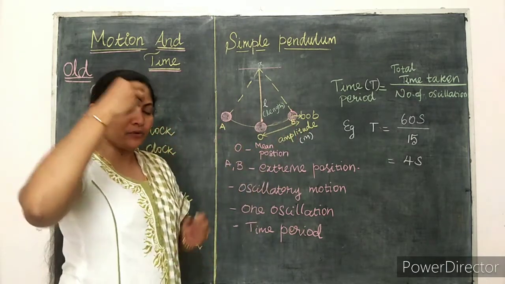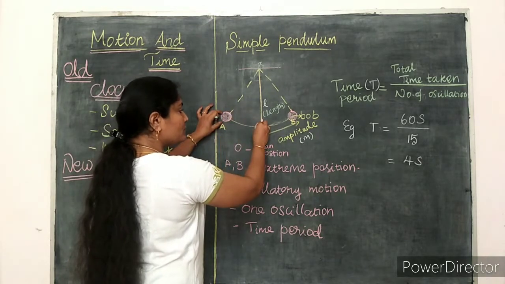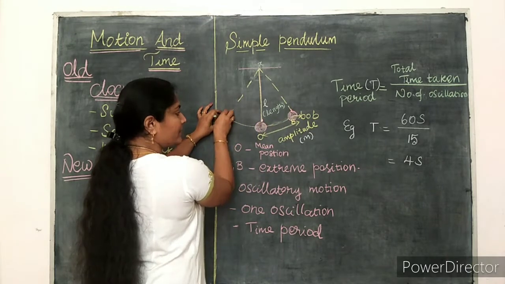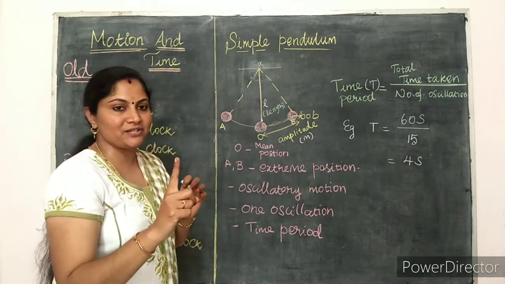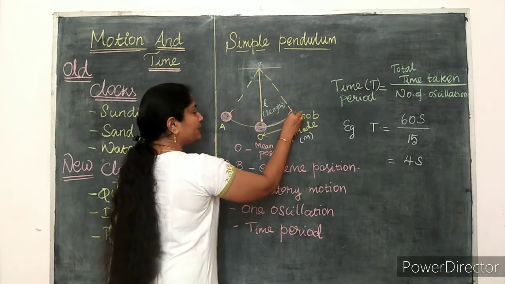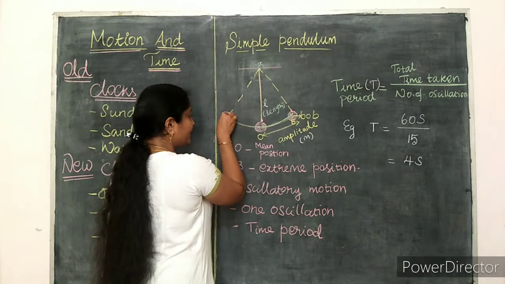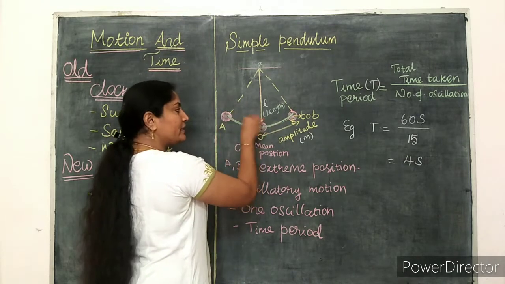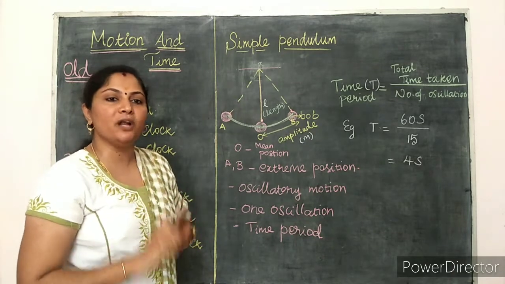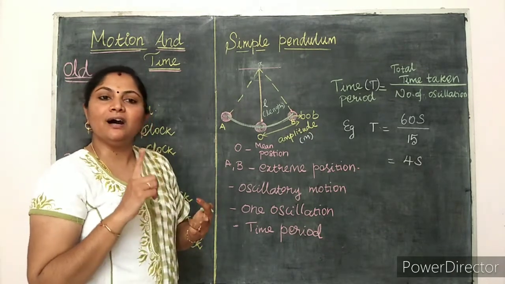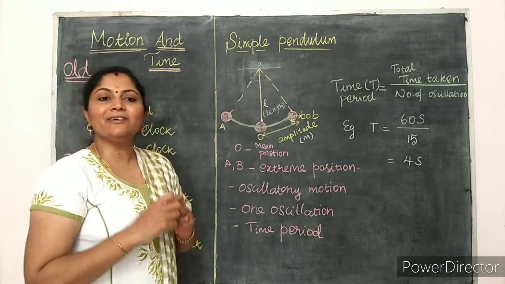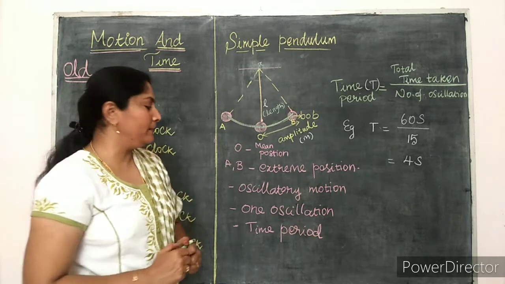Going from one extreme position to the mean position, then through the mean position reaching the other extreme and coming back is called one oscillation. Otherwise, this can be said as going from O to B, then again through O to A, and again coming back to O. So this is one complete oscillation. The time taken for one complete to and fro motion or one complete oscillation is what we call the time period of simple pendulum.